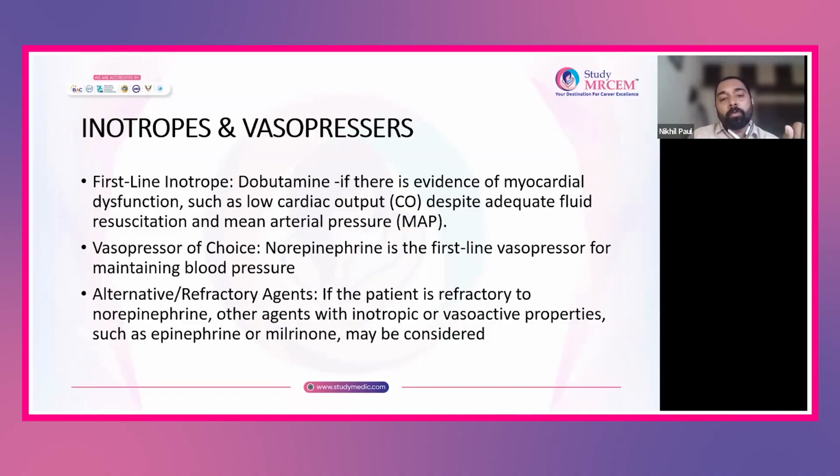The first line inotrope of choice is dobutamine, if there is evidence of myocardial dysfunction, such as a low cardiac output, even after giving adequate fluid resuscitation and there is no increase in the MAP. Vasopressor is indicated for maintaining the blood pressure. So the first line vasopressor is norepinephrine. For alternative agents or for refractory hypotension, you can give epinephrine, or milrinone can also be considered.